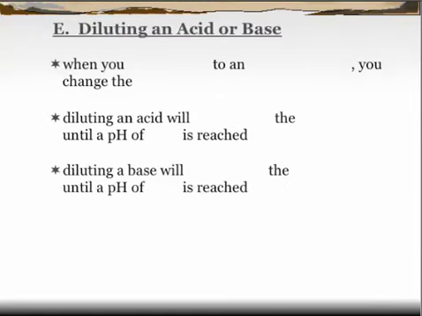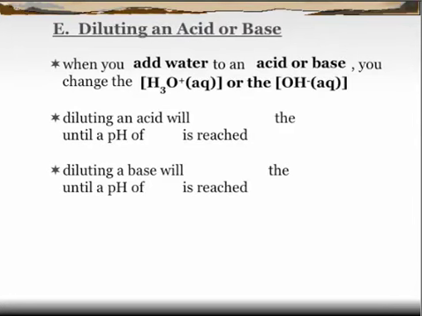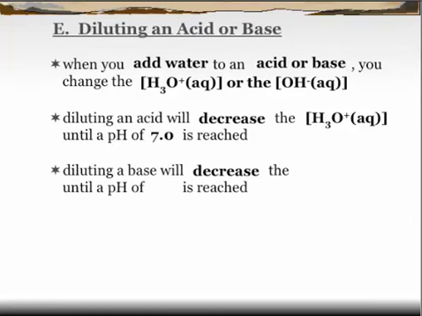Okay? Now, if we're going to dilute an acid or base, when we add water to an acid or a base, we change the concentration of hydronium or the concentration of hydroxide. Diluting an acid will decrease the hydronium concentration until a pH of 7 is reached. But diluting a base will decrease the concentration of hydroxide until a pH of 7 is reached.